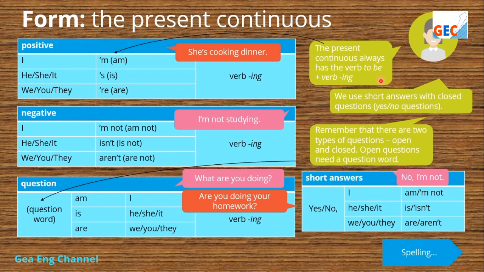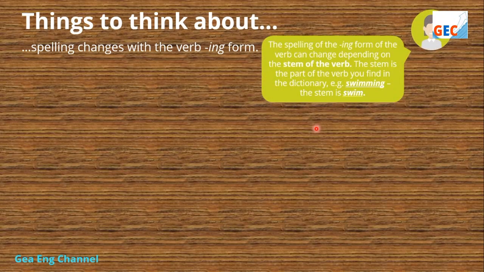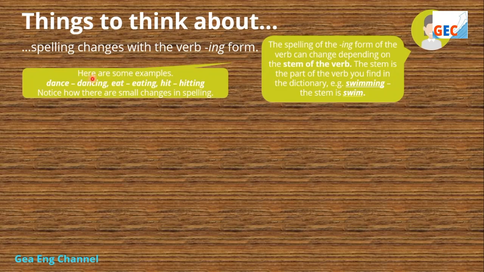Now let's learn how to spell verb in form. Now think about spelling change with the verb in form. The spelling of the ing form of the verb can change depending on the stem of the verb. The stem is the part of the verb you find in the dictionary. For example, like swimming, the stem is swim. Here are some examples. Dance, dancing. Eat, eating. Hit, hitting. And notice how there are small changes in the spelling.